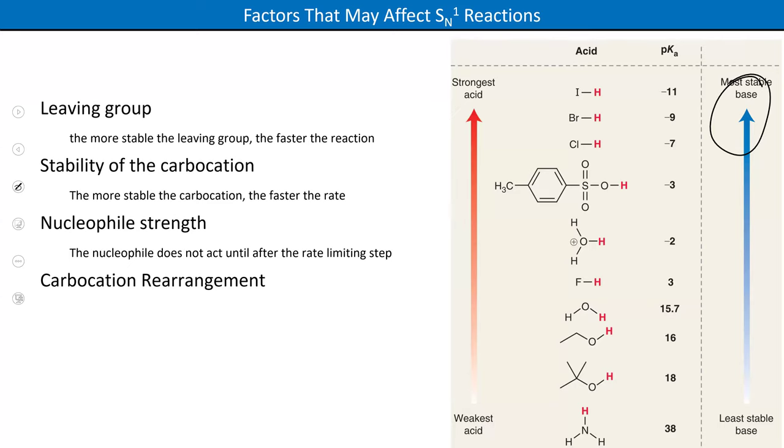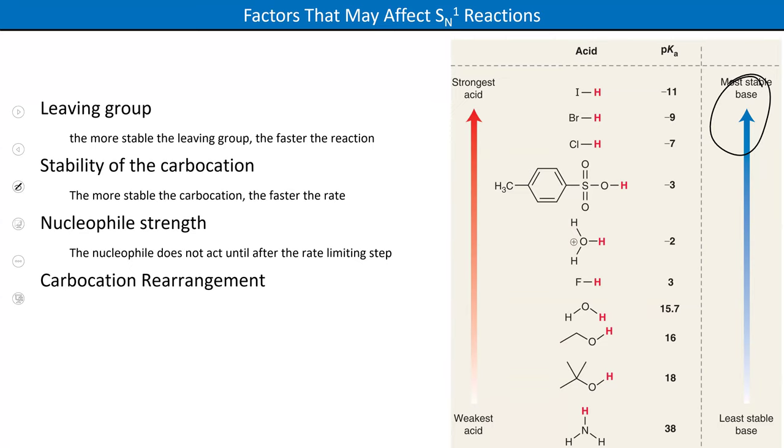Because the nucleophile doesn't attack until after the slow step, it's not really going to affect the rate. So with SN1, you can actually get away with using really weak nucleophiles, because anything with a lone pair is going to be attracted to that carbocation, right? To fill all the valences. So nucleophile strength doesn't really matter nearly as much here.